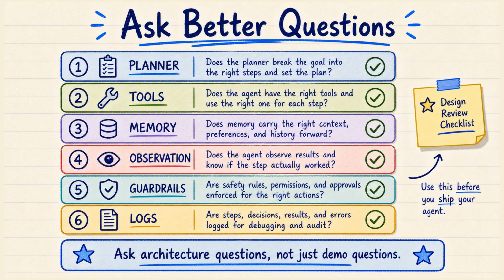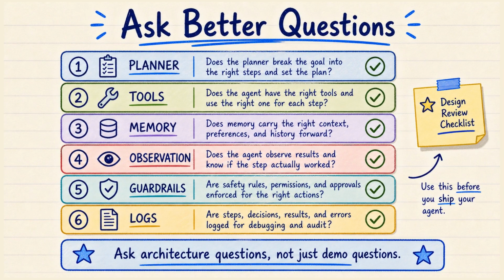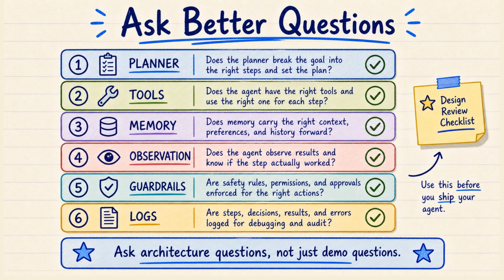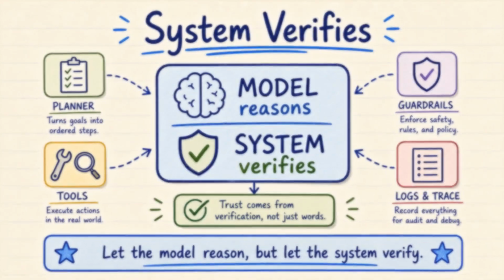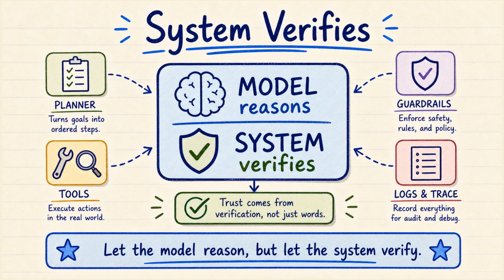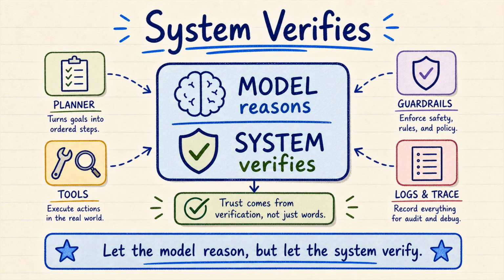So when you hear the phrase AI agent, ask better questions. Where is the planner? What tools can it use? What memory does it keep? How does it observe results? What are the guardrails? Where are the logs? That is the pattern to remember. Let the model reason, but let the surrounding system verify. Trust does not come from impressive wording. It comes from governed execution.